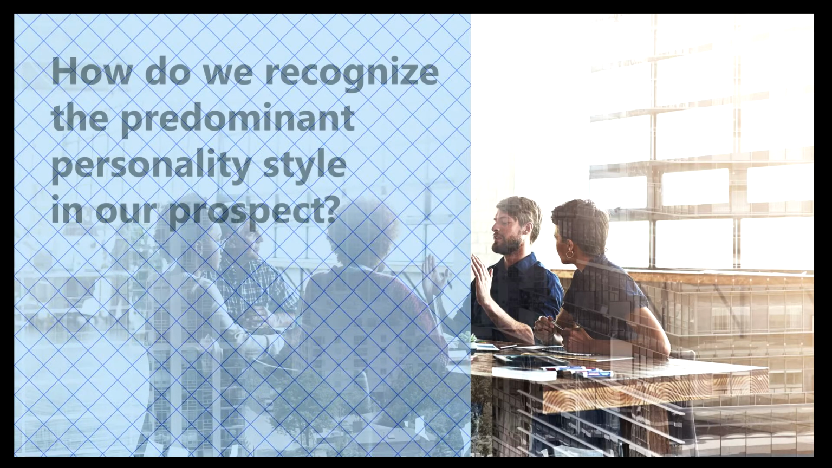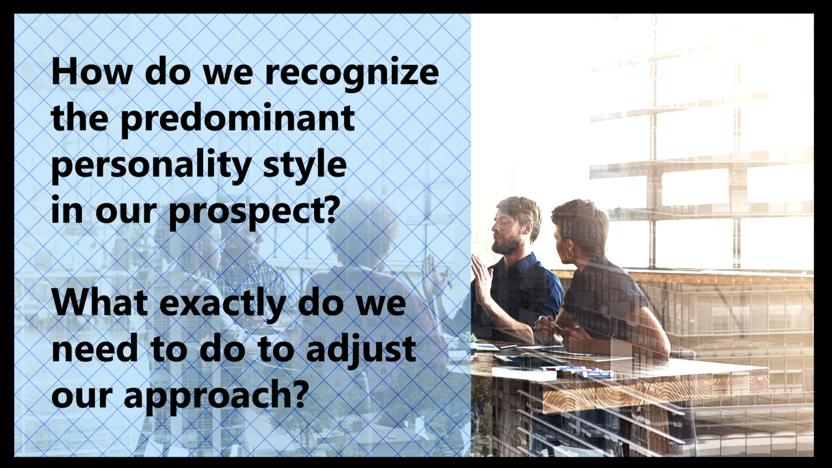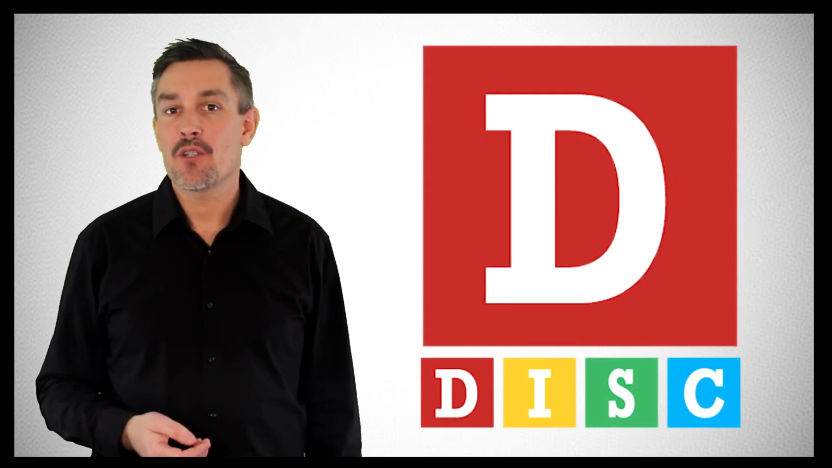And that is, how do we recognize the predominant style in our prospect? And the second thing is, what do we need to do to adjust our approach? So let's start with the dominant. How do we recognize a dominant individual?